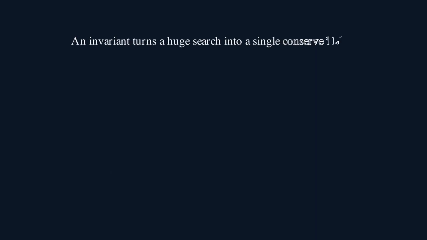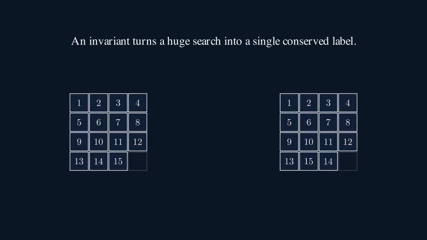This is what invariants do. They turn a huge search problem into a single conserved label. A strategy asks, what move should I make next? An invariant asks, what can no sequence of moves ever change? That is why the 14-15 puzzle is so deceptive. Visually, it is almost solved. Mathematically, it is on the other side of a wall.